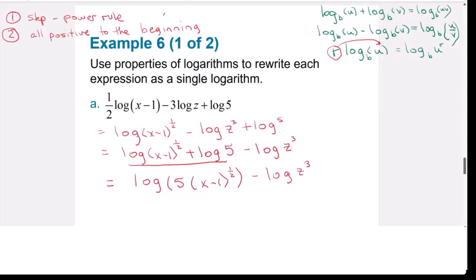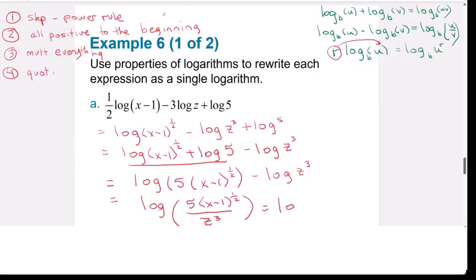And now I'm going to do my division. This is equal to the log of 5 times x minus 1 to the 1/2 power divided by z cubed. Or you can turn this into 5 times the square root of x minus 1 over z to the 3rd power, because that 1/2 really is the same as saying the square root. And now we've got everything into 1 log.